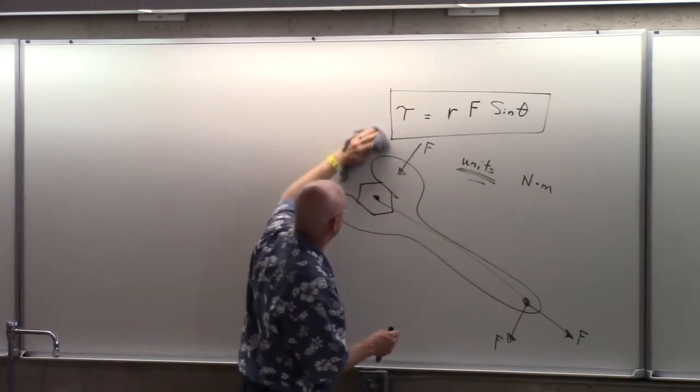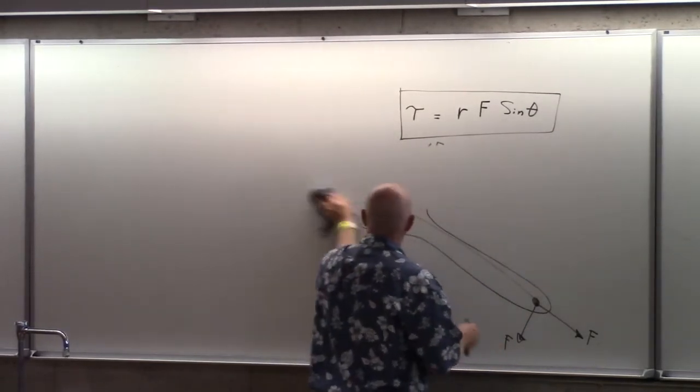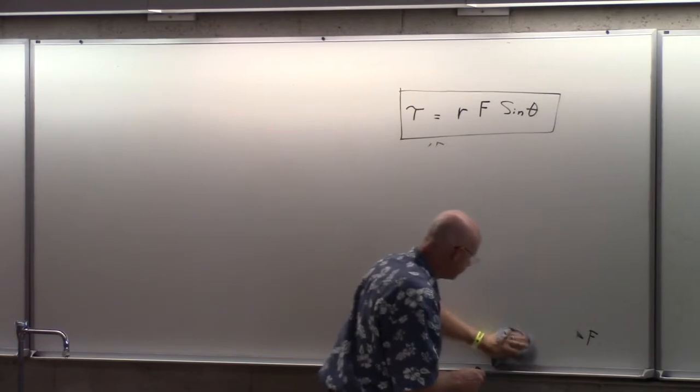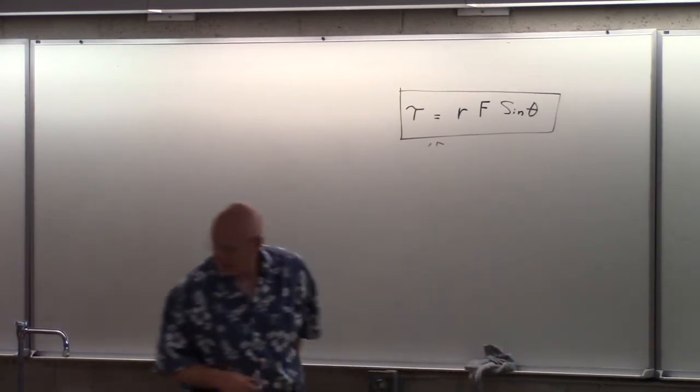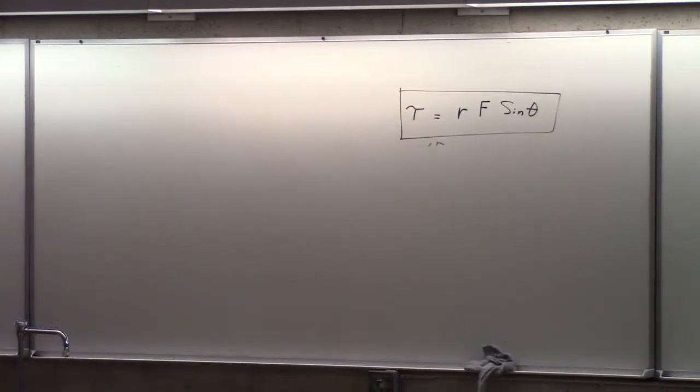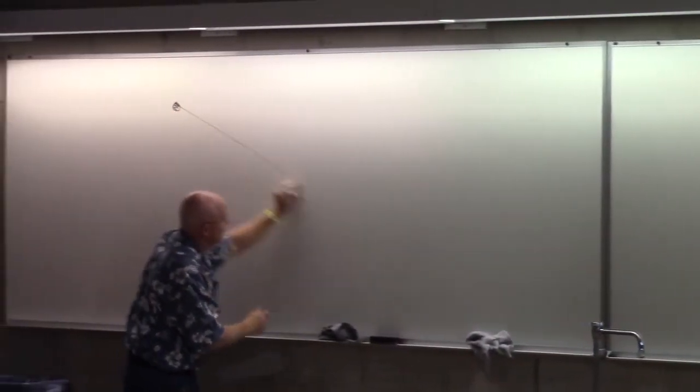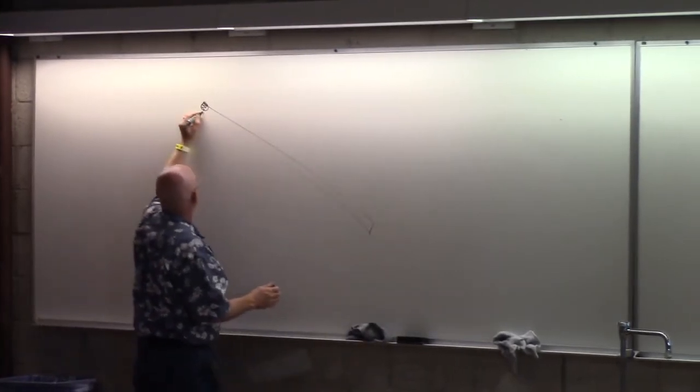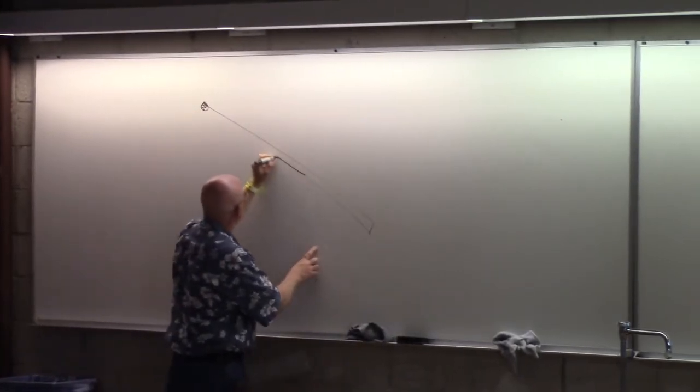So let me leave the equation up here for the torque. And let me draw this picture. All right, so I'll go back. So here's the pivot. Here's this long object that I'm going to rotate.